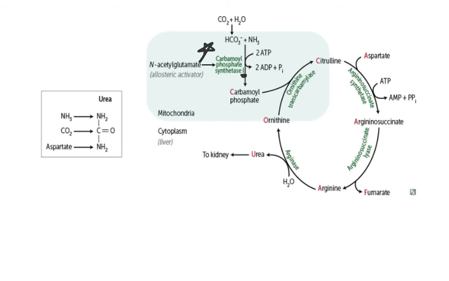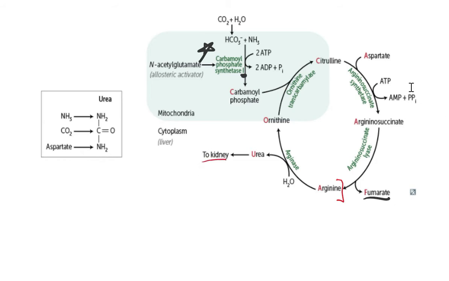Argininosuccinate will then be converted into arginine via the enzyme argininosuccinate lyase, and will give off fumarate, which is an intermediate in the Krebs cycle, in this process. Arginine, so this is a very, very important thing to pay attention to, will then be converted into ornithine and urea via the enzyme arginase, which is a hydrolytic enzyme, and urea will then be excreted in the kidney.